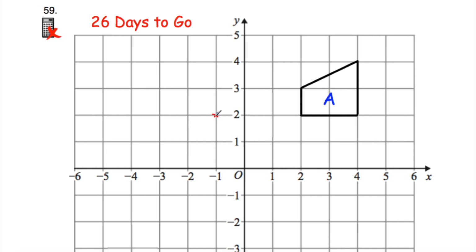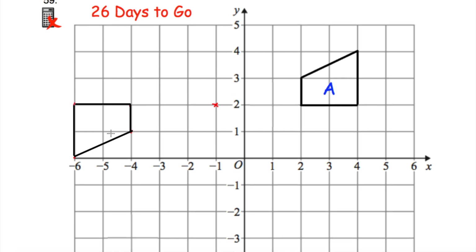Keeping my pencil here, I would then rotate the tracing paper 180 degrees, and then I would just draw on top of where the trapezium would go to. Whenever you do that, it should land here, and that's it. And if you got that, well done. Okay, let's look at our next question, question number 60.